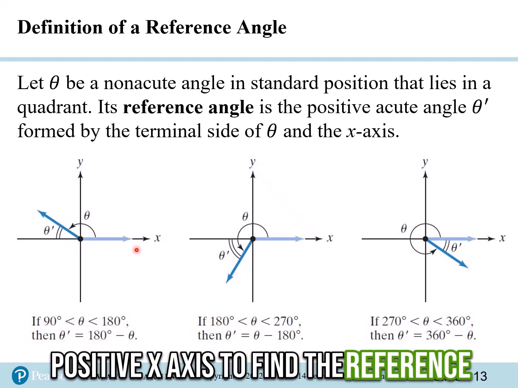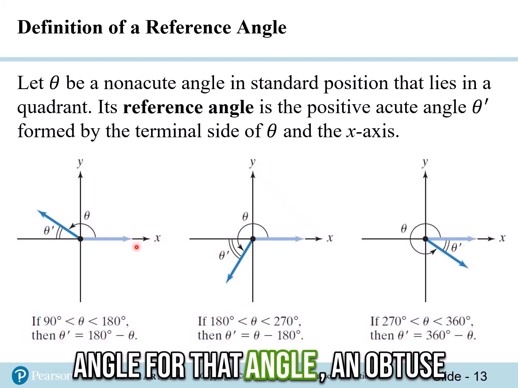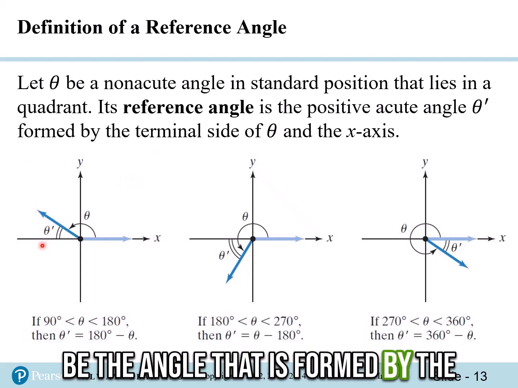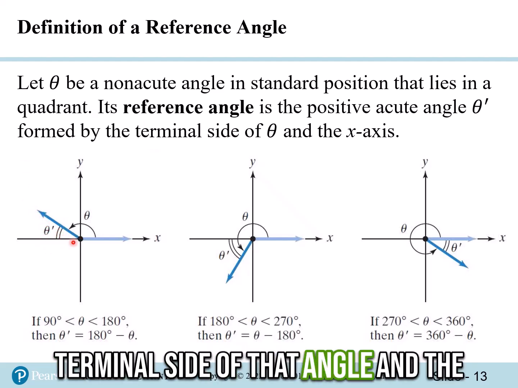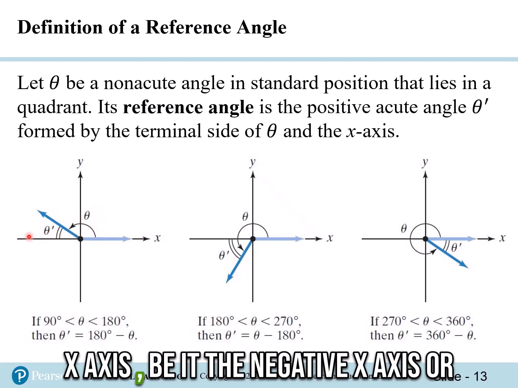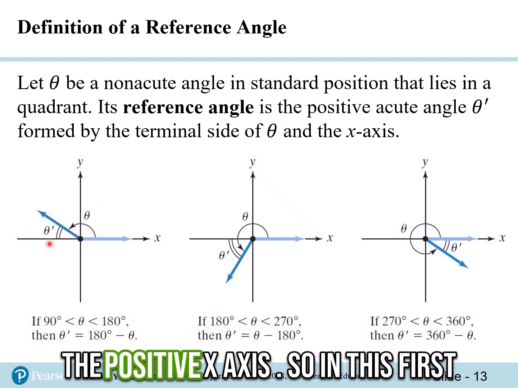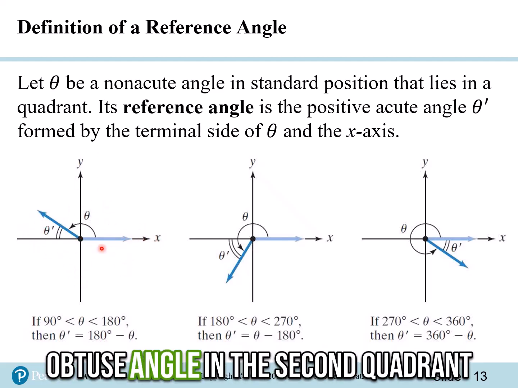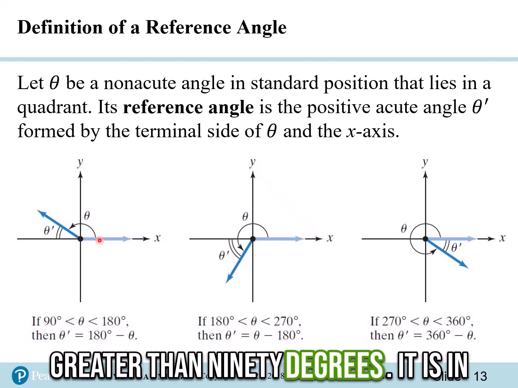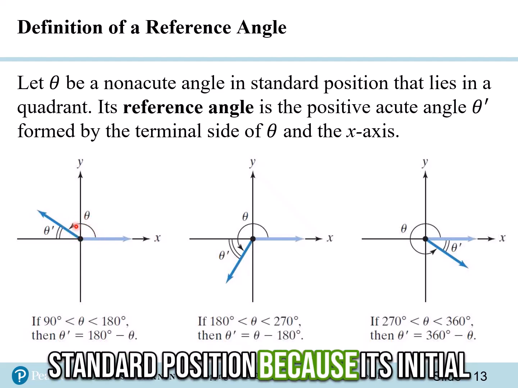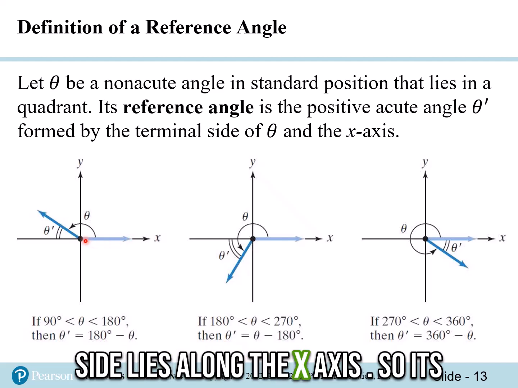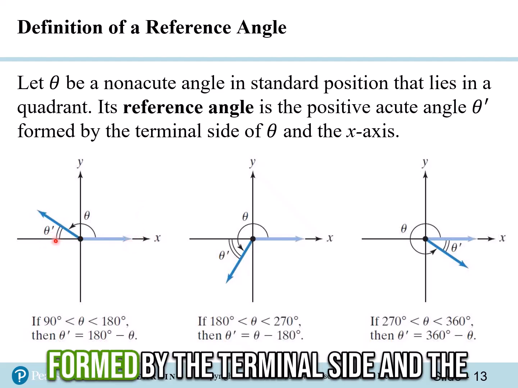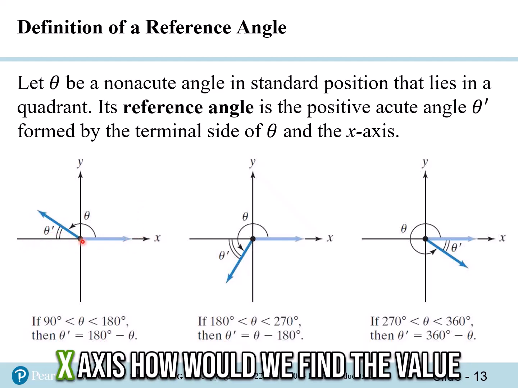To find the reference angle for an obtuse angle in standard position, it would be the angle that is formed by the terminal side of that angle and the x-axis, be it the negative x-axis or the positive x-axis. So in this first picture here, we see this is an obtuse angle in the second quadrant greater than 90 degrees. It is in standard position because its initial side lies along the x-axis. So its reference angle would be the angle formed by the terminal side and the x-axis.